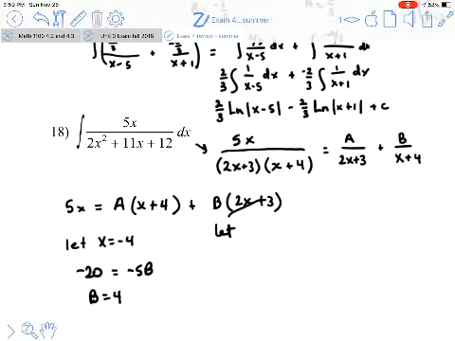Now, if I want to cancel b, that means I need to figure out what makes 2x plus 3 equal to 0. Well, if you solve that equation, you're going to get -3 halves. So you're going to let x equal -3 halves for this one.